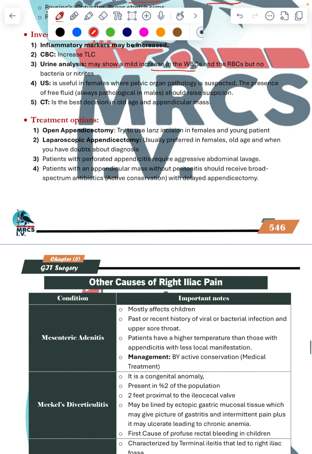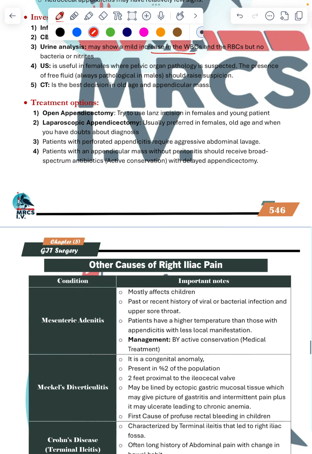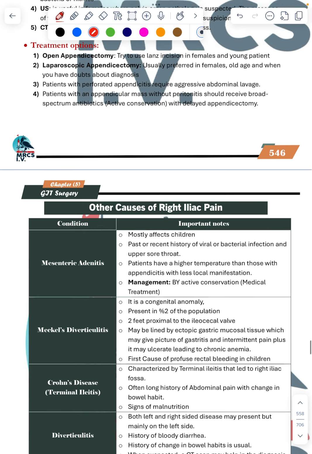Treatment option is appendectomy, using Lanz incision in females and gridiron incision in males. Laparoscopic appendectomy is preferred in females and in old age. Patients with perforated appendix require extensive abdominal lavage. Appendicular mass without pus may require broad-spectrum antibiotics.